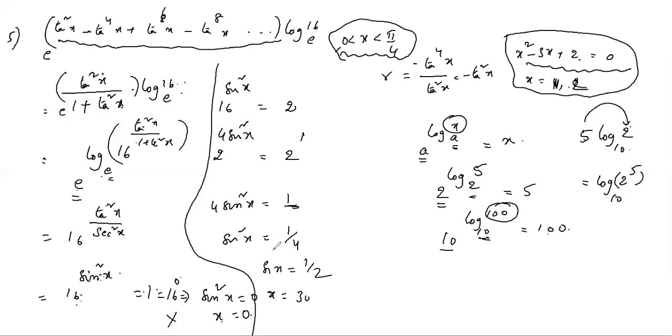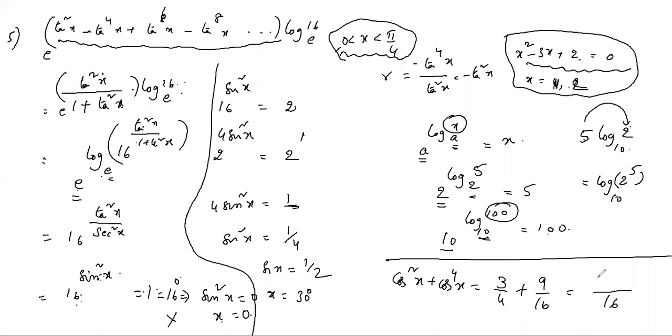30 degrees. What we have to find now? Cos square x plus cos power 4 x. Cos 30 is root 3 by 2. Root 3 by 2 whole square is 3 by 4. 3 by 4 whole square is 9 by 16. So the answer is 21 by 16.